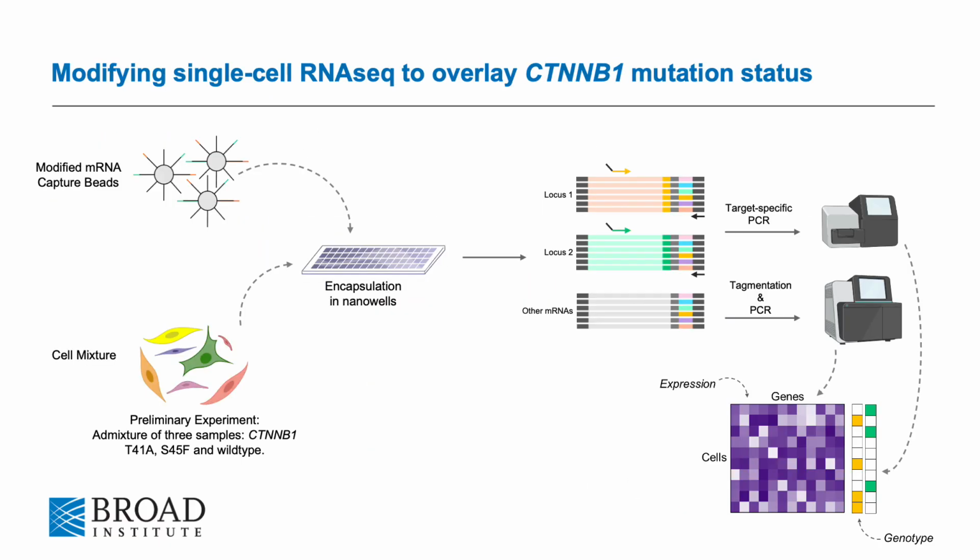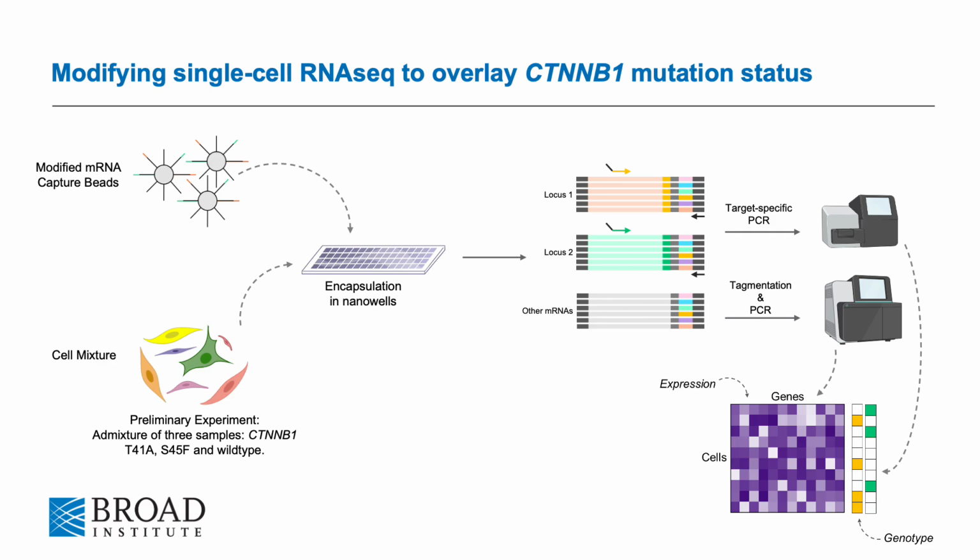So in the past year, we worked on modifying the single-cell RNA sequencing protocol to capture both expression and genotype information. The method involved modifying mRNA capture beads to not only target the 3' end of the transcripts, but also the beta-catenin hotspot region. Single cells are then encapsulated with these modified capture beads in nanowell arrays so that each single cell is uniquely bar-coded. This allows us to run parallel sequencing experiments for gene expression and genotyping while sharing the same unique cell barcode to converge the data in the end.